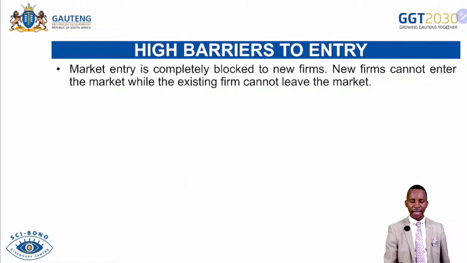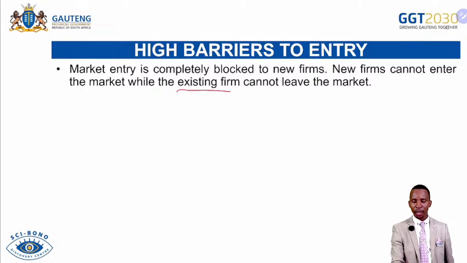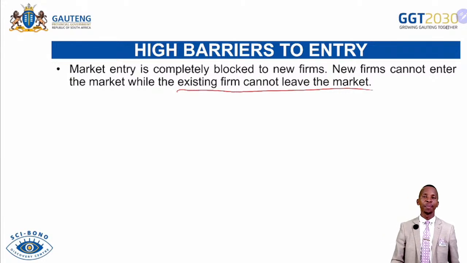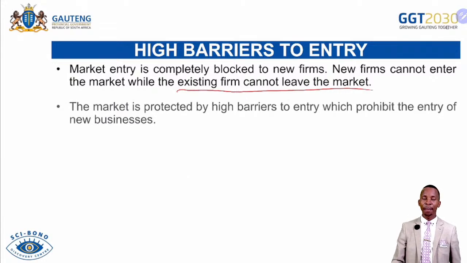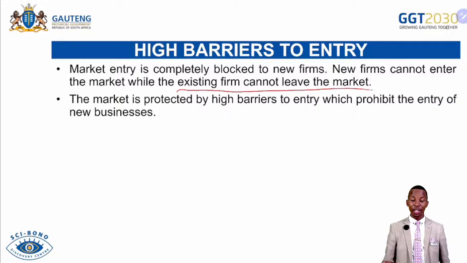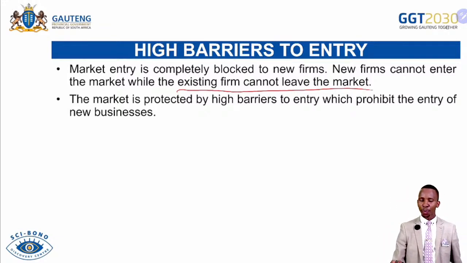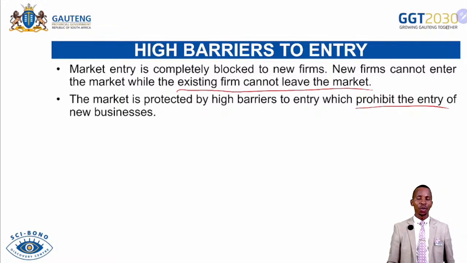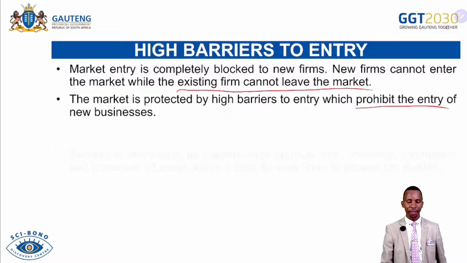New firms cannot enter the market while existing firms cannot leave the market. If ever Eskom is willing to leave the market, it will not be easy because it is the only supplier that is supplying electricity, which is very important for the economy. The market is protected by barriers to entry to prohibit the entry of new businesses. So other businesses that are willing to enter cannot easily enter the market because of barriers to entry.